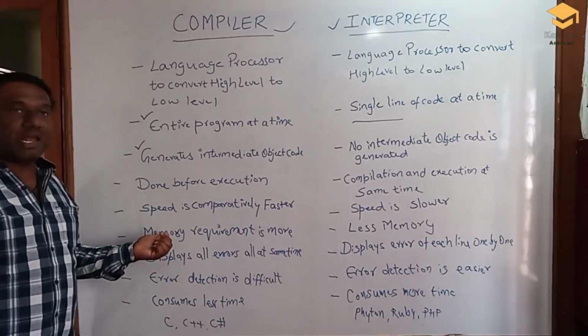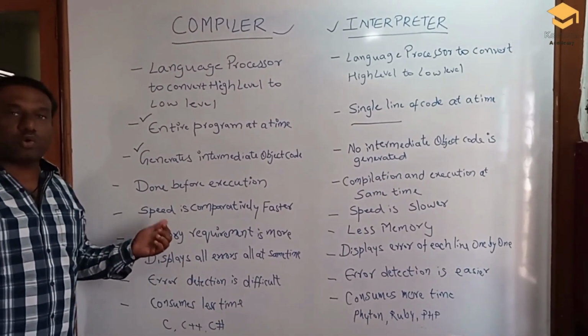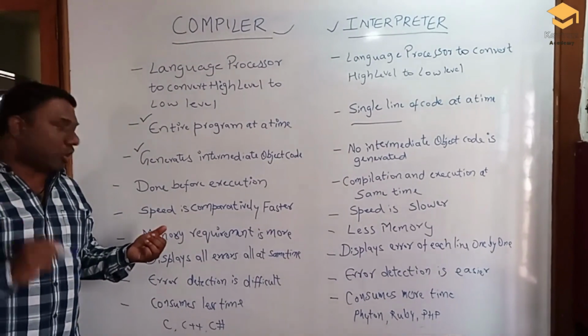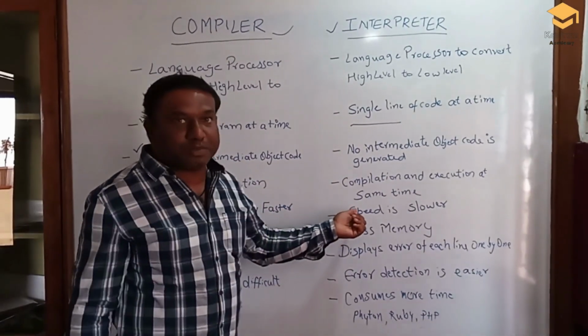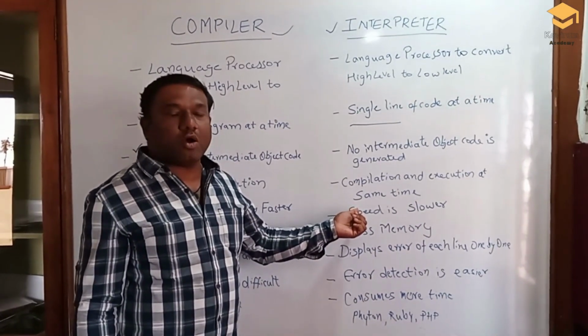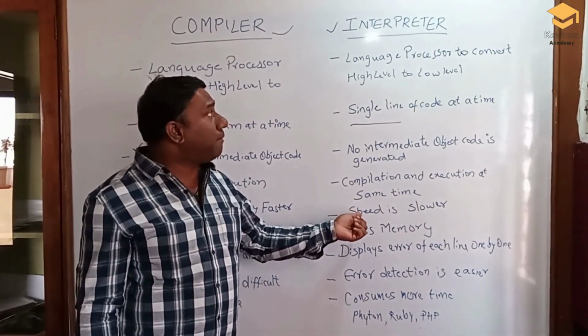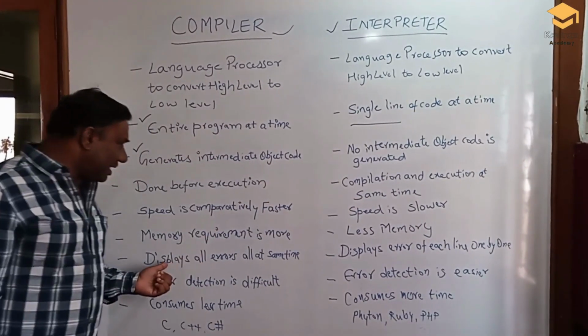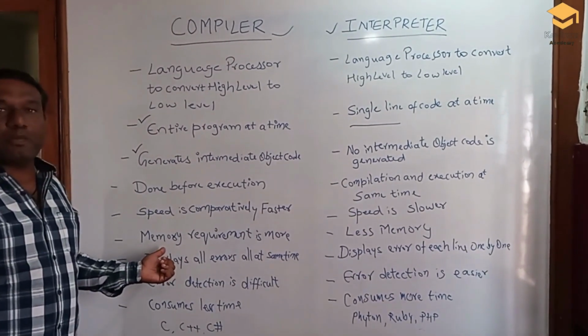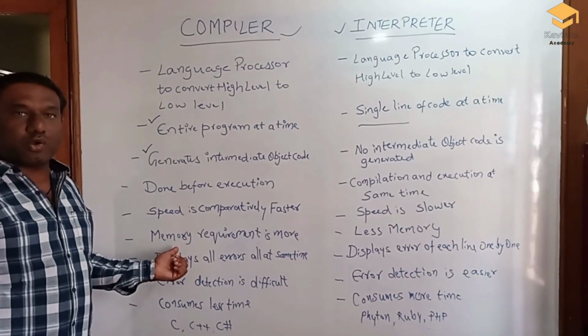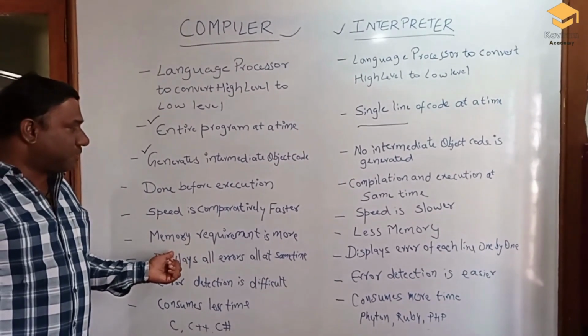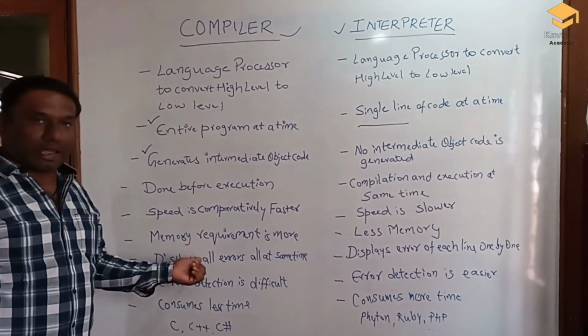Similarly, the memory requirement is more for a compiler because object code is generated, and we save this object code in memory. Whereas here there is no object code, so it takes less memory compared to the compiler. In a compiler, the complete program is compiled. If there are no errors, it will create an object code. If there are errors, it displays all the errors at a time.